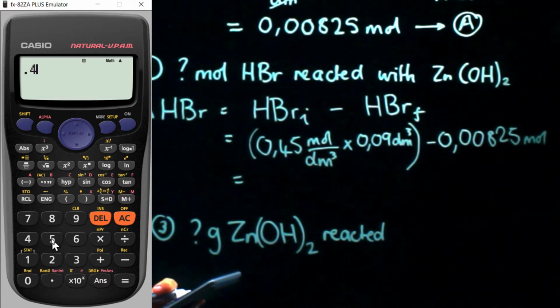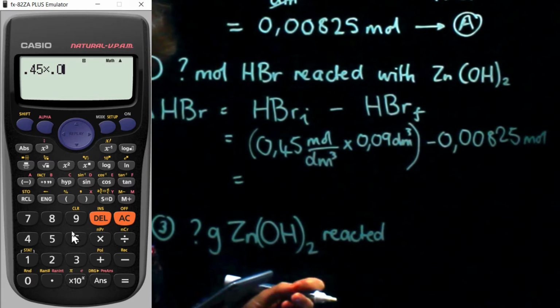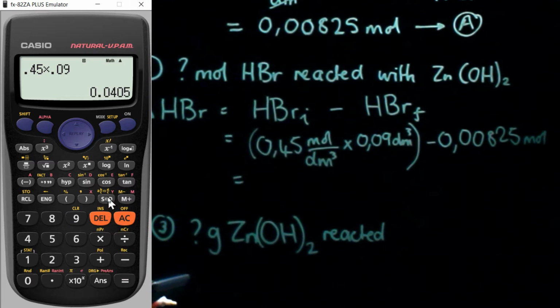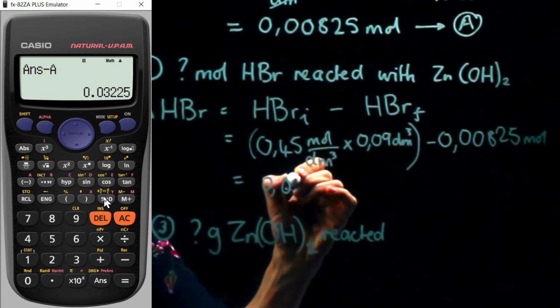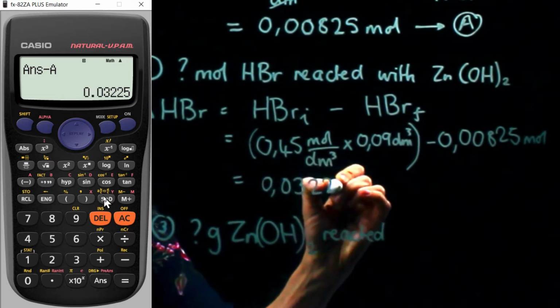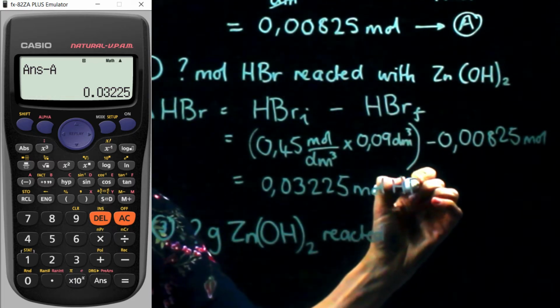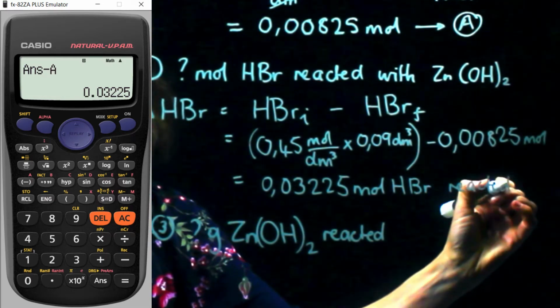Right, so let's do this calculation. 0.45 times 0.09 is equal to 0.0405 moles. That's the initial, minus recall A. And that gives us 0.03225. What is this? Moles of HBr that did what? That reacted with the zinc hydroxide.